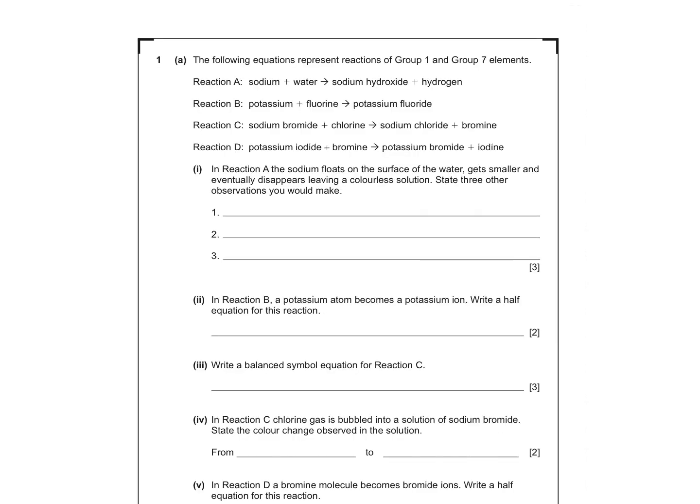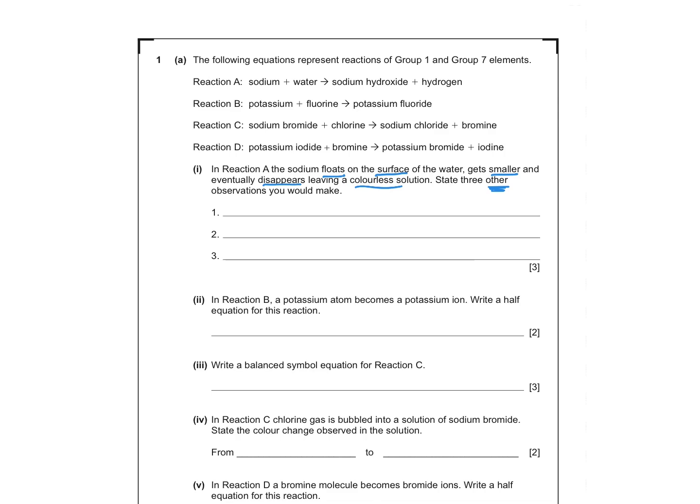Question 1, part A. We're looking at how sodium reacts with water. This is reaction A. Now you're told that the sodium floats on the surface, gets smaller and eventually disappears in a colourless solution. So I have to state 3 other observations. Sometimes what pupils will do is repeat one of the observations that's given in the question. So you've got to think of 3 further observations here.